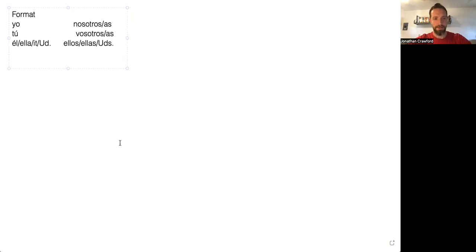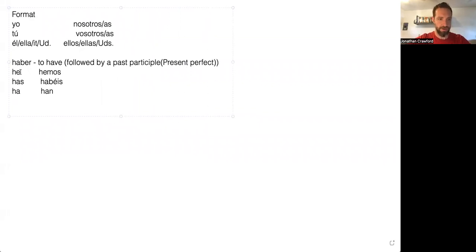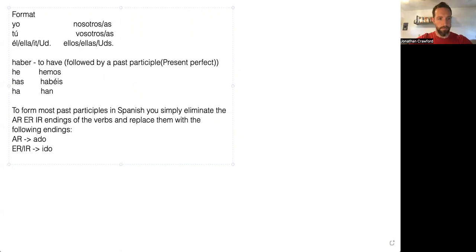In Spanish, in order to say have, you have to remember this verb with its conjugations right here. Haber is the verb to say I have, followed by a past participle, also known as the present perfect. If it's the yo form, you say yo he, and then here's the other part. To form a past participle in Spanish, if it's an AR verb, it goes to ado. If it's an ER or an IR verb, it goes to ido.